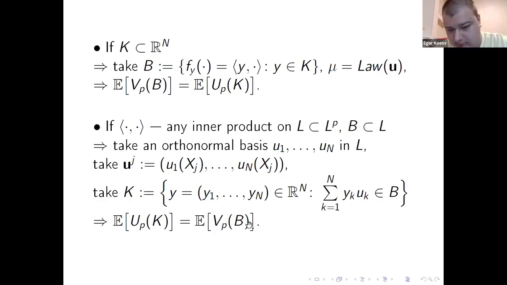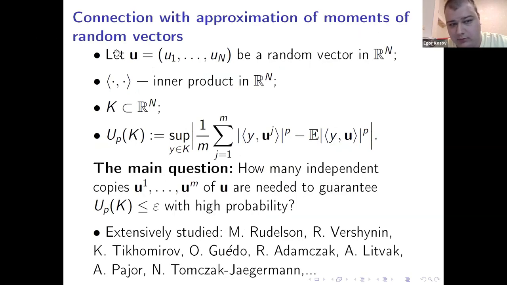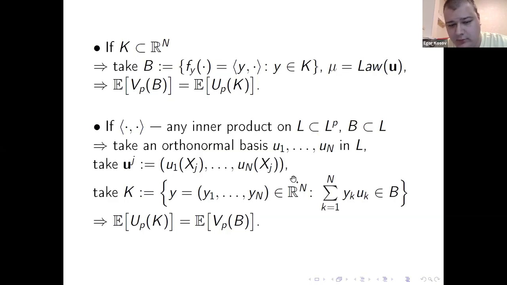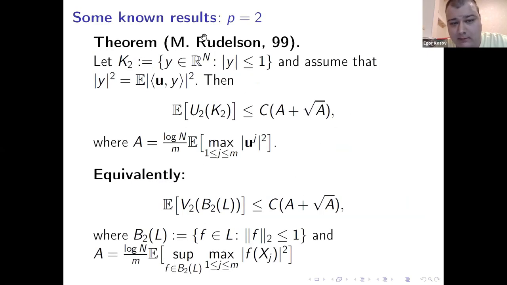We take this K, these vectors, and get that the expectation of u_p is equal to the expectation of v_p, and this is the error in the discretization problem. So if we have any result about the approximation of moments of random vectors, we can reformulate it in terms of our problem of sampling discretization, in terms of this expectation of error in the sampling discretization problem. And there are several known results. Most of them are about the case when p is 2, and I present some of these results.